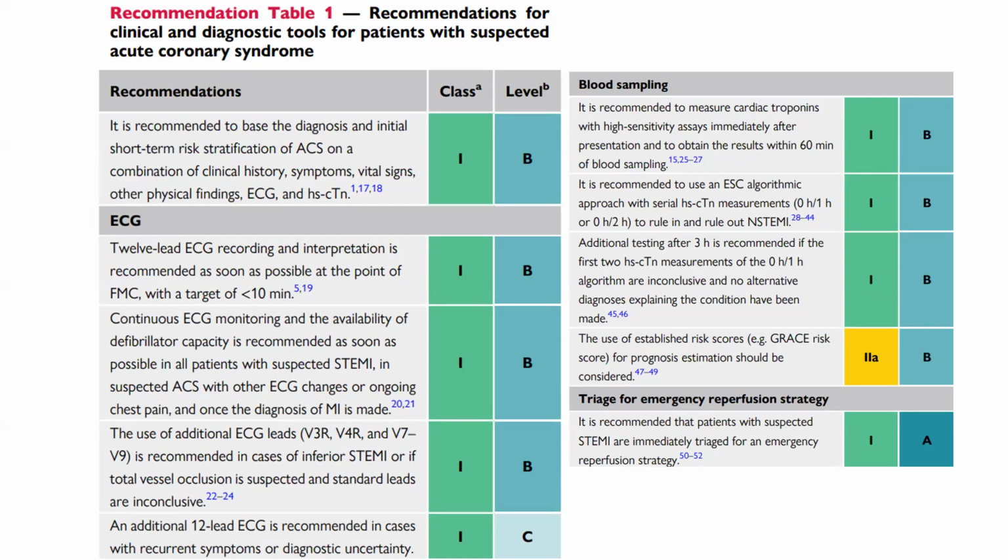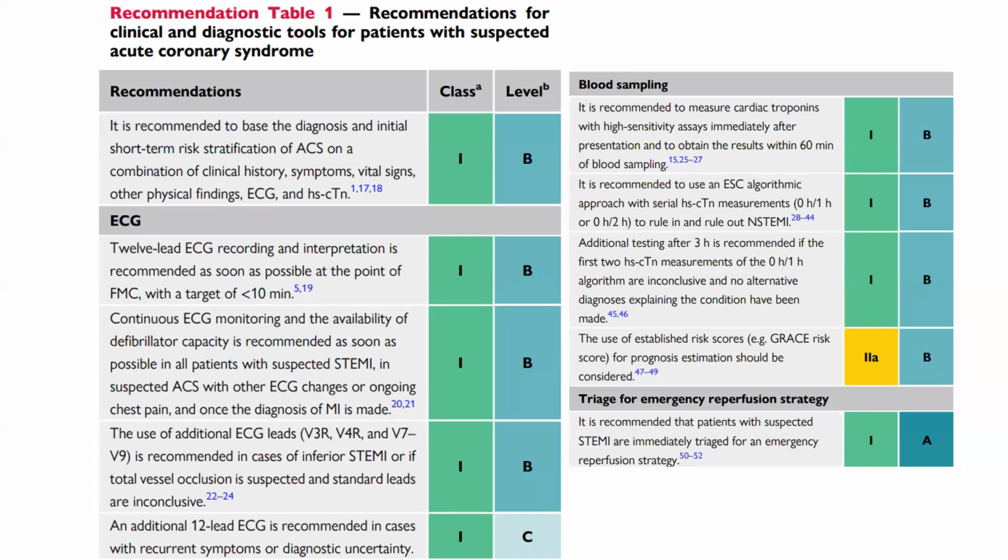With respect to blood sampling, it is recommended to measure cardiac troponins with high sensitivity assays immediately after presentation and to obtain the results within 60 minutes of blood sampling. It's a recommendation. It's not practical in most places in Ghana. I don't know about Nigeria, but the chances of you getting your first troponin results within even 4 to 12 hours in most facilities is challenging. But this is the recommendation.